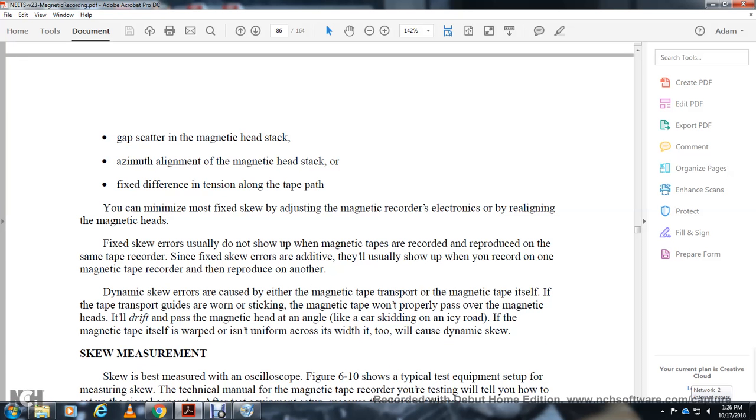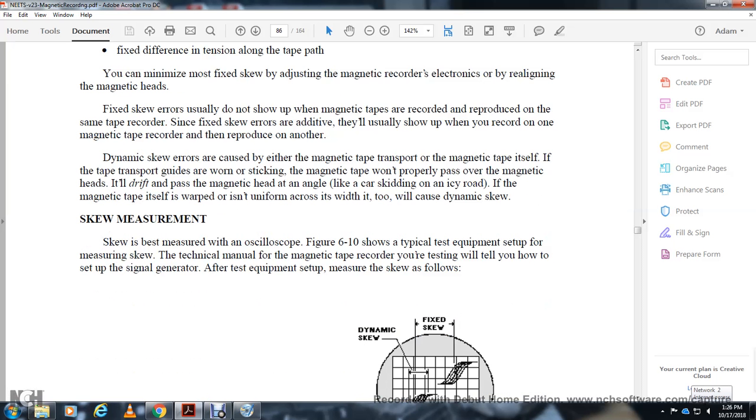Of the tape itself, the transfer of the one stick of the magnetic tape probably over the magnetic head, the drift of the path of the magnetic angle, like a car skating on an icy road. If the negative is the rope, and it is uniform across the width, it is what is called the dynamic skew.